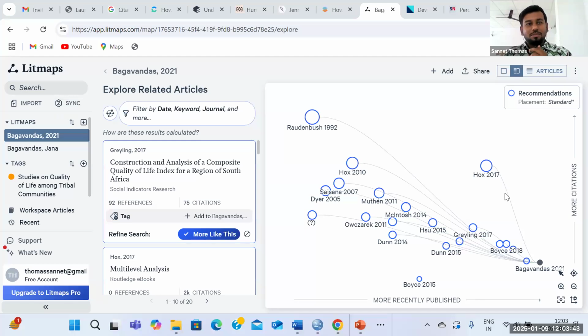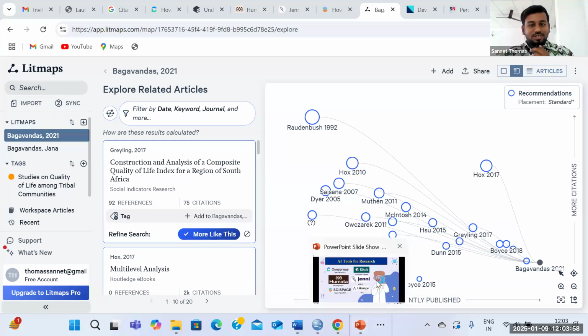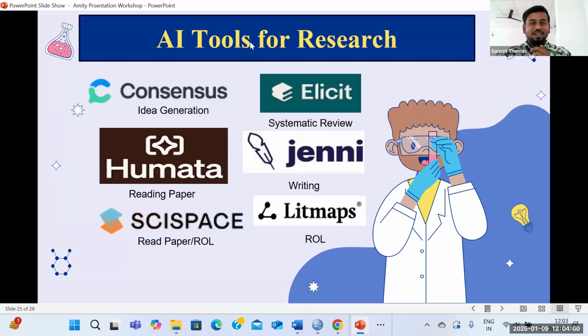so no need to worry if you are getting only a few literatures, only one article which is related to your study. Okay, so this is the way LitMap will work. So these are the different AI tools currently trending. You can use these tools and make your research perfect, systematic and scientific.